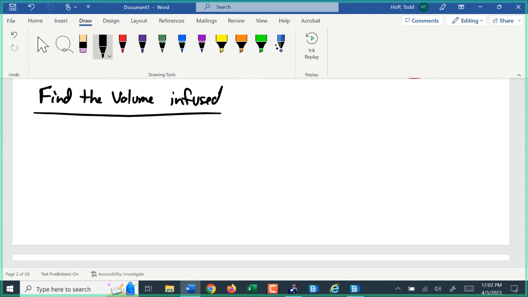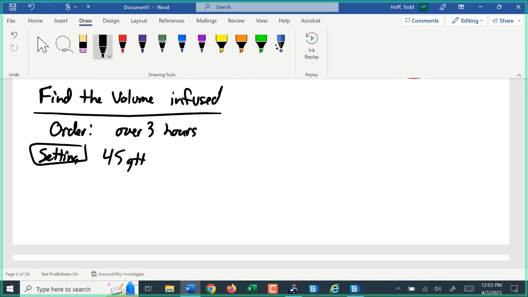So if we have an order that says it's going to be over 3 hours. Doesn't say how much, just it's going to last. This IV is going to hang for 3 hours. We look at our setting. And the setting is set for 45 drops per minute.